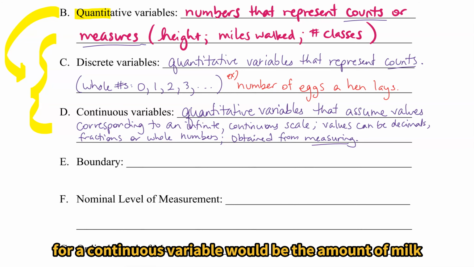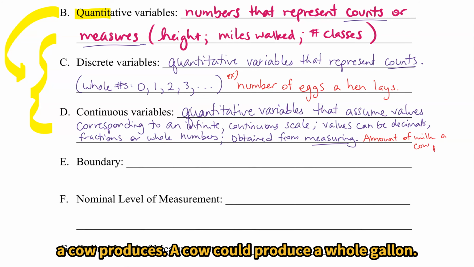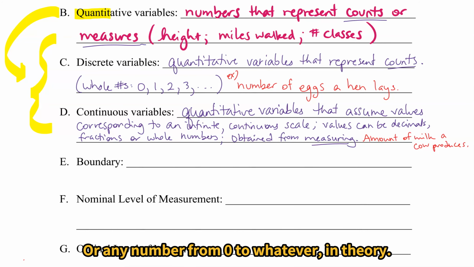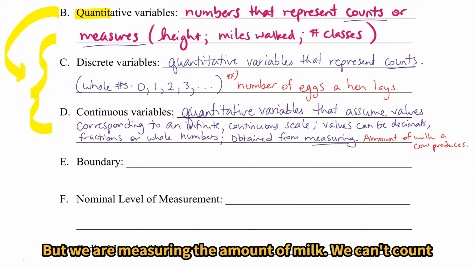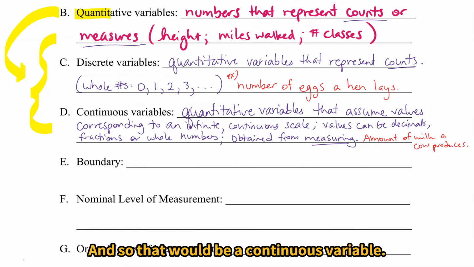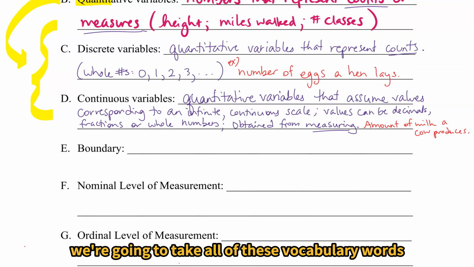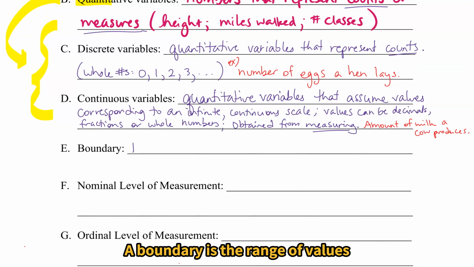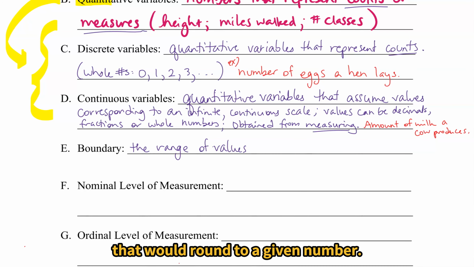An example for a continuous variable would be the amount of milk a cow produces. A cow could produce a whole gallon. She could produce 1.43 gallons, or any number from 0 to whatever in theory, but we are measuring the amount of milk. We can't count the amount of milk. We can only measure it. And so that would be a continuous variable. And just like before, we're going to take all of these vocabulary words and apply them in the different situations that come up. A boundary is the range of values that would round to a given number.